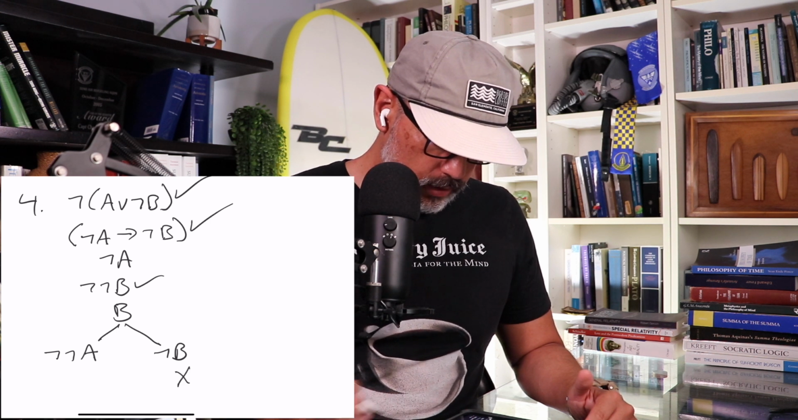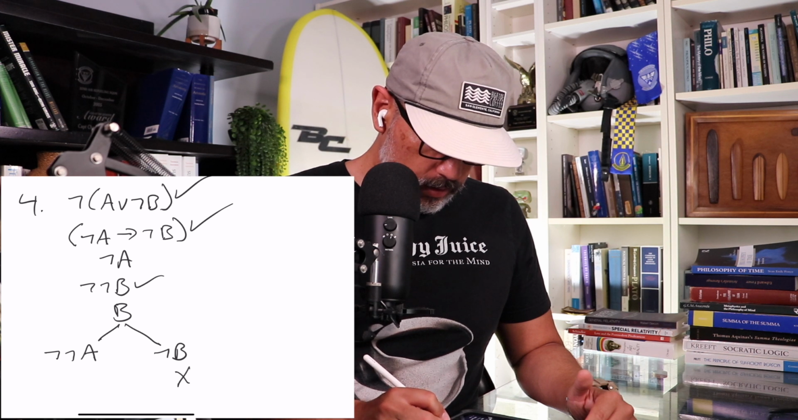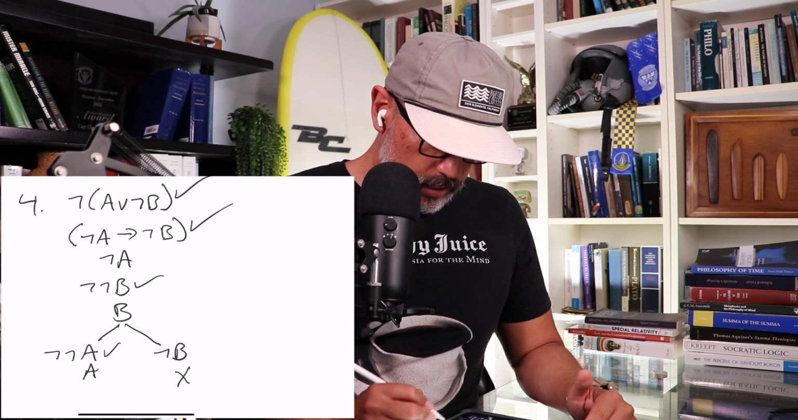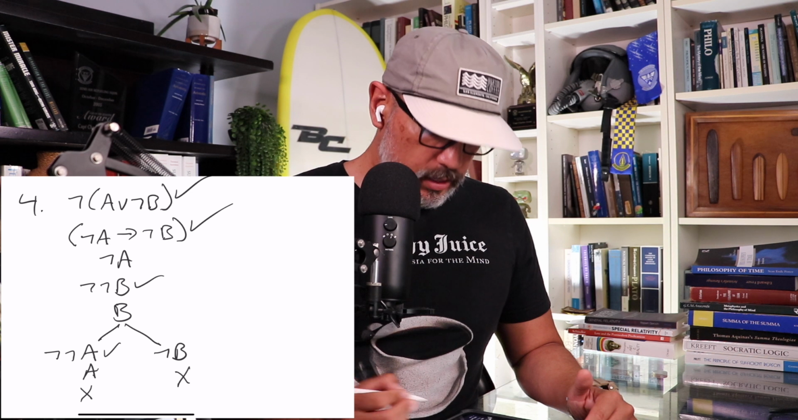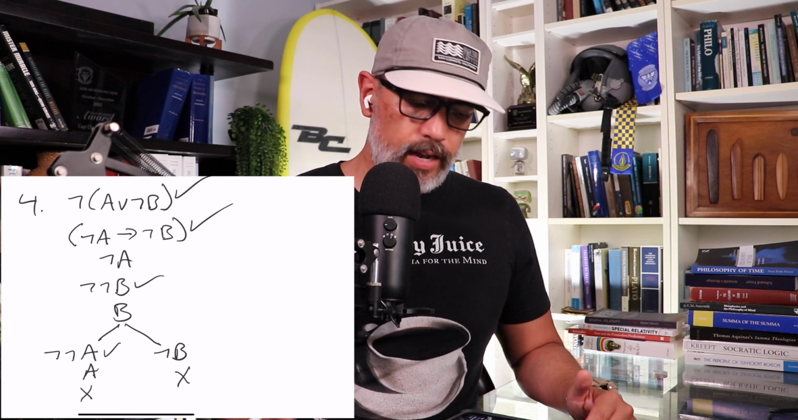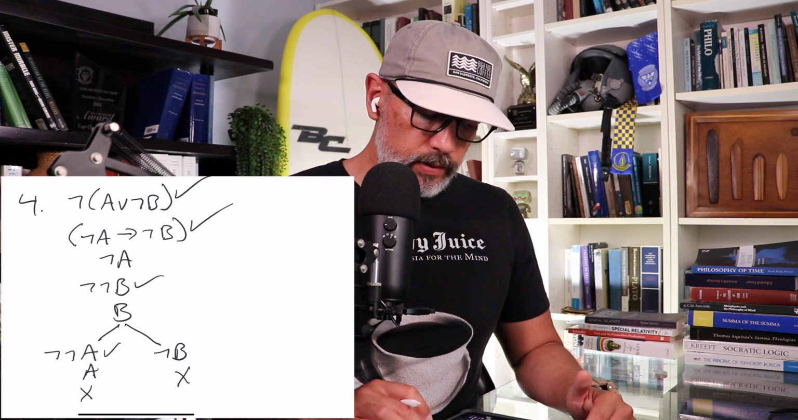Forgot to check that off. And then the not A turns into just an A, and we have not A closes that branch off. These are jointly unsatisfiable. Now we have to check the negation of those.